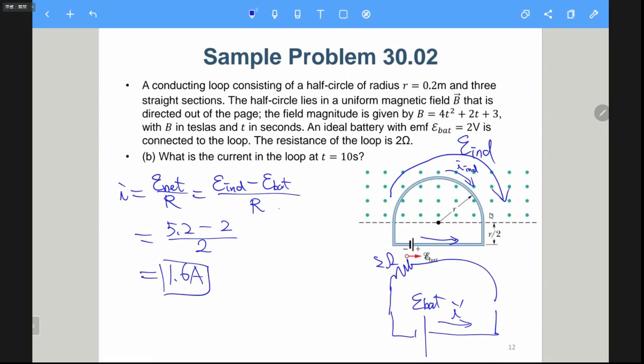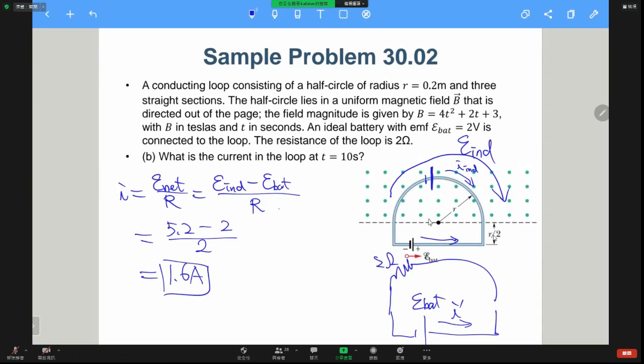So you can regard it as something like this. There is a battery in this direction, so that it will generate a current in this direction to cancel part of this one. Okay, so far any questions?